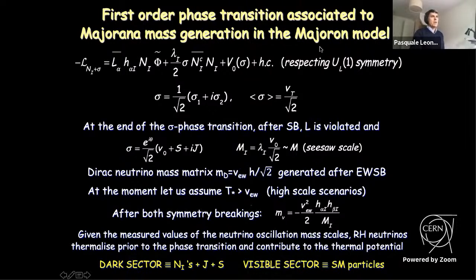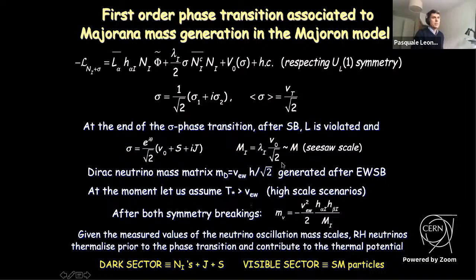So in particular, we are within a Majorana model where you impose a U(1)_L symmetry and you introduce a complex scalar field. And so you have a Lagrangian respecting the U(1)_L symmetry. And at the end of the phase transition of this complex scalar field, after symmetry breaking, the lepton number is violated.